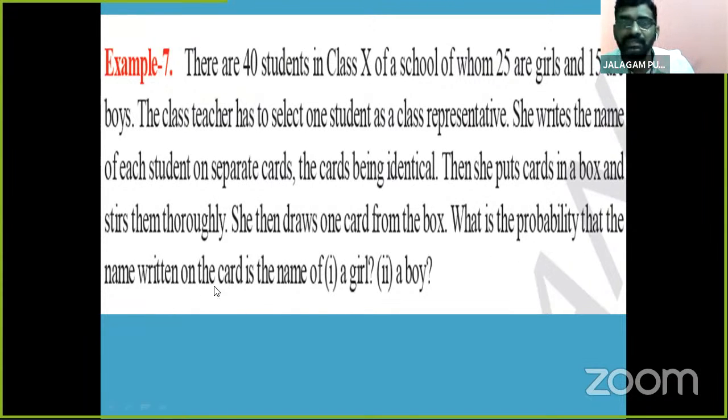And what is the probability that the name written on the card is the name of a girl? If we pick up one card, we find the probability of getting a girl. Second one is the probability of a boy. If you pick up a card, that will be the name of a boy. So we find, see children here.